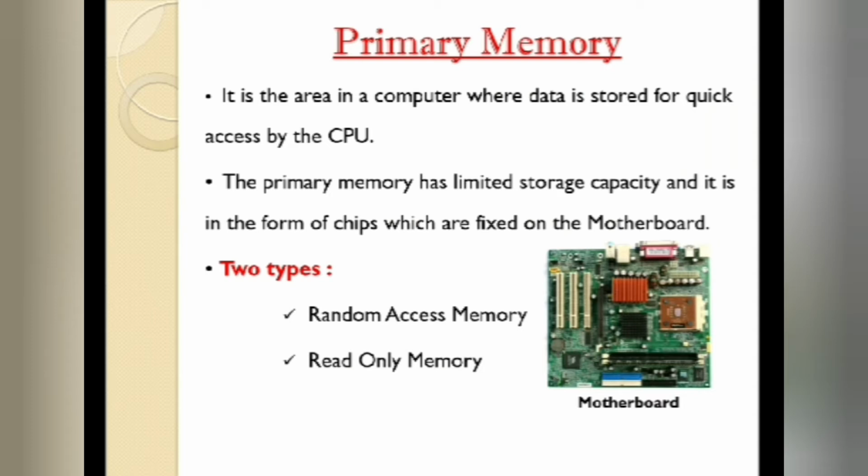The primary memory may be called primary storage. It holds data or information that is currently being used by the CPU. The primary memory has limited storage capacity.